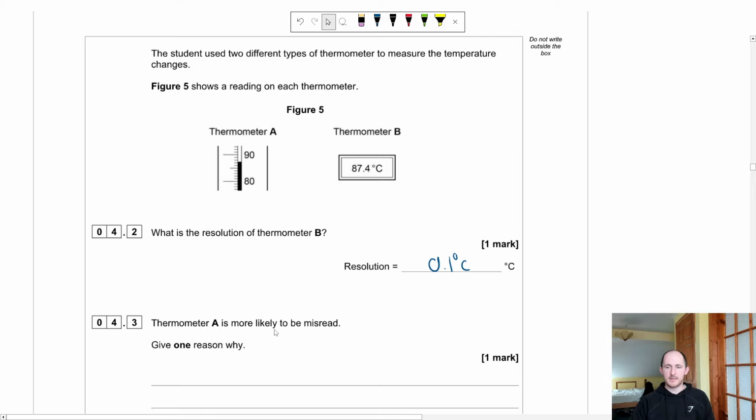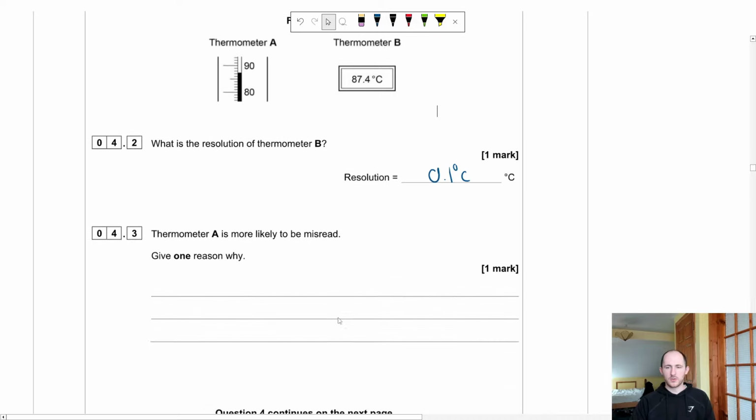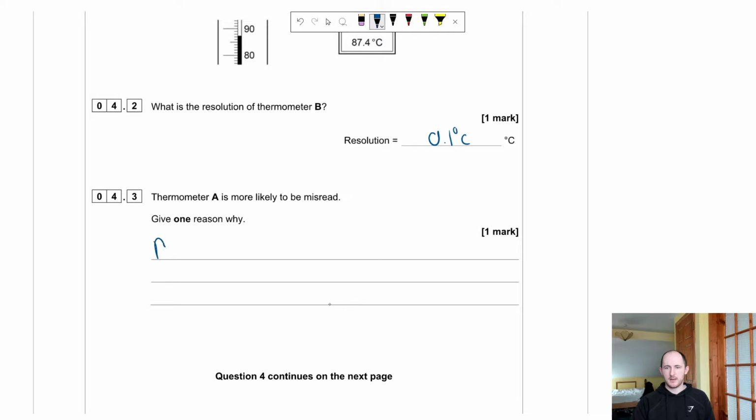It says thermometer A is more likely to be misread. Give a reason why. Well, there's something called parallax error. But what does that mean? Well, the viewing angle affects the measurement. That's what parallax error means.